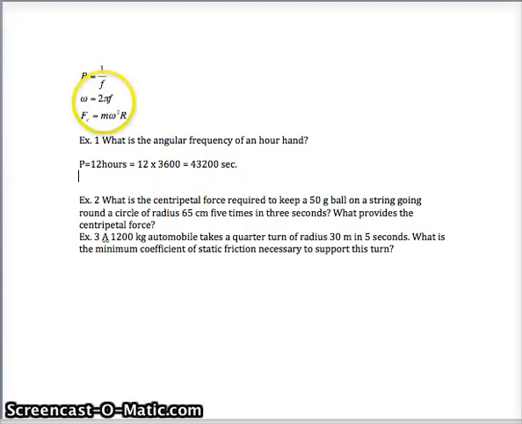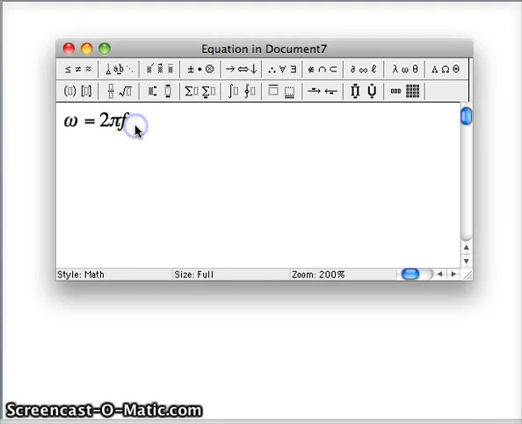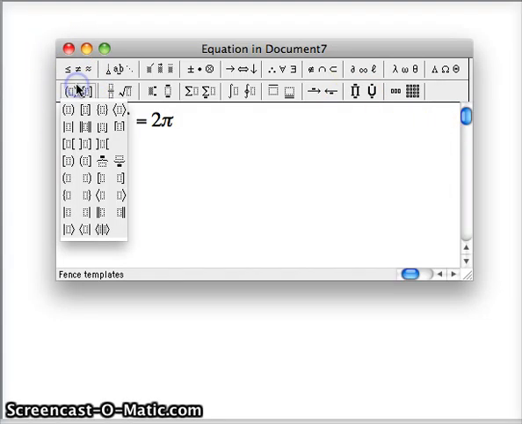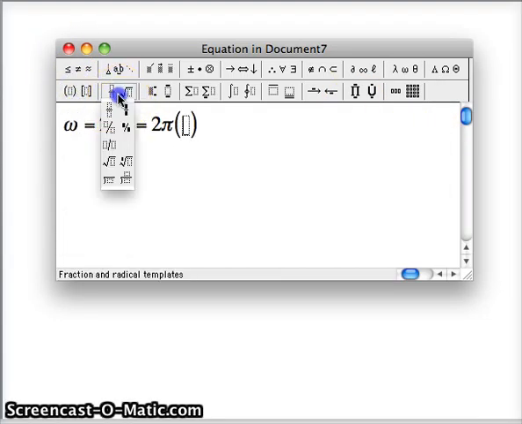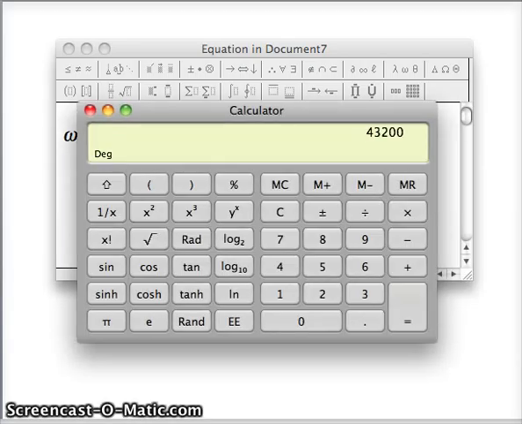And then we use the formula here. The frequency is going to be 1 over that. So we use this formula. Omega is 2 pi f to give us the angular frequency. So here it is, omega is 2 pi f, which is 2 times pi times 1 over 43,200. And we need the calculator again to get that, I think.